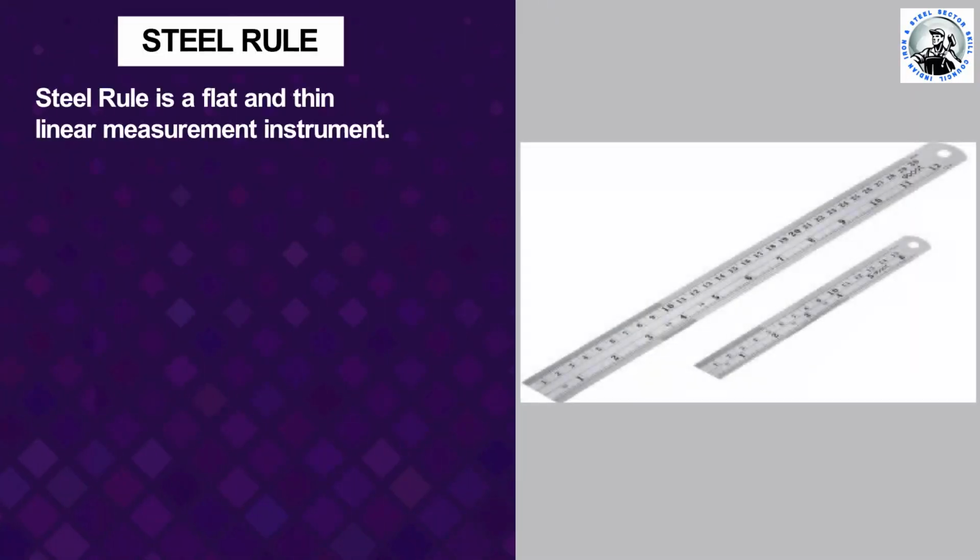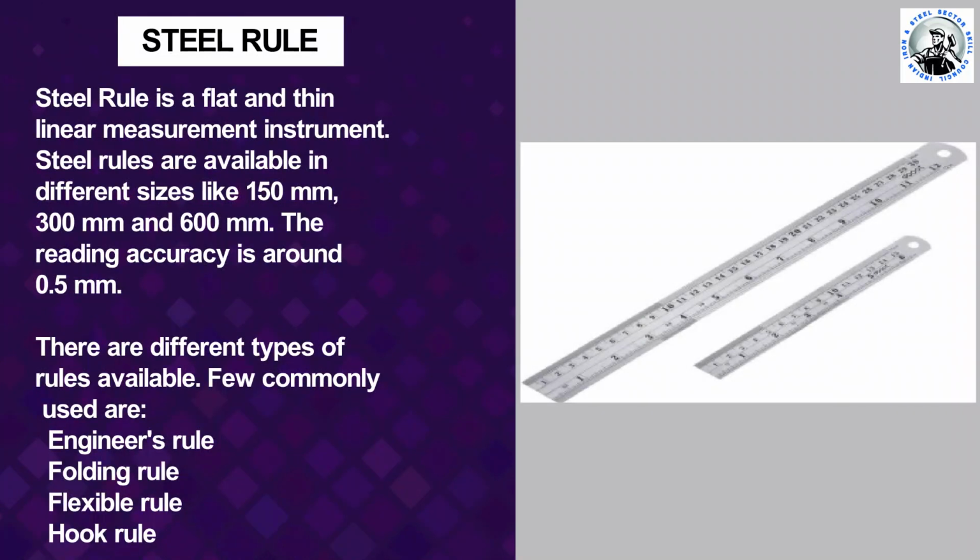Steel rule. A steel rule is a flat and thin linear measurement instrument. Steel rules are available in different sizes like 150 mm, 300 mm and 600 mm. The reading accuracy is around 0.5 mm. There are different types of rules available. A few commonly used rules are engineer's rule, folding rule, flexible rule, hook rule.